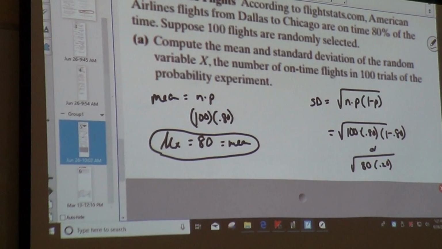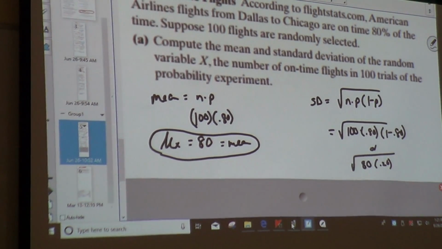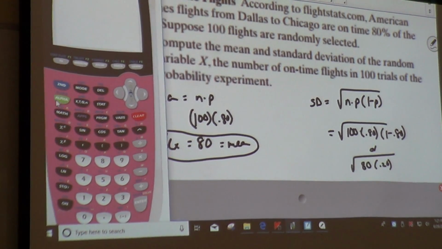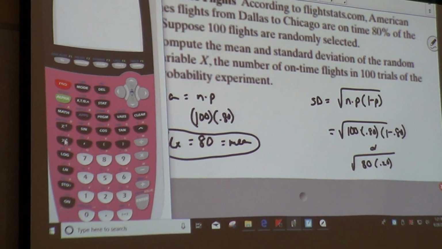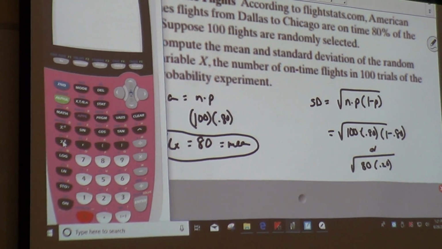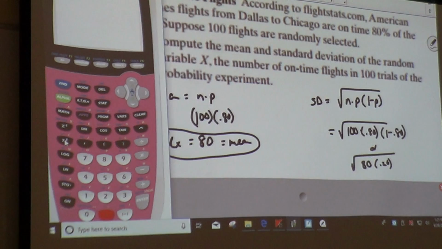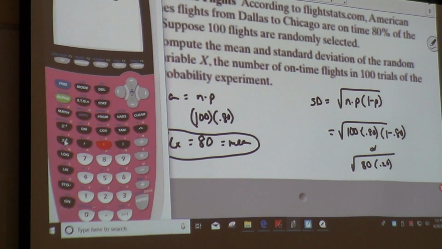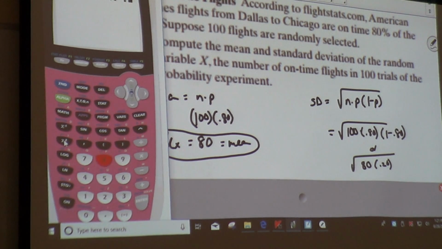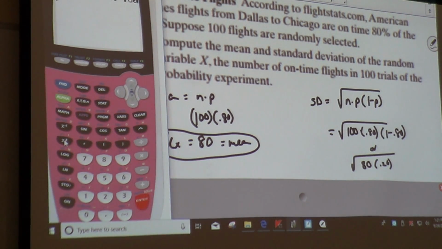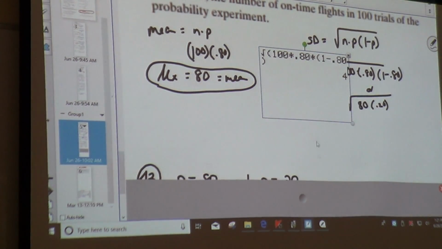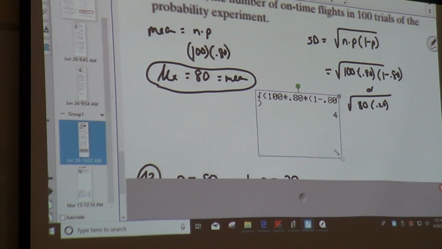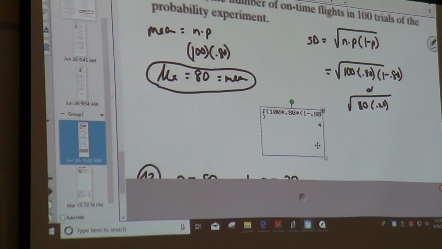And if I go to my calculator and do either one, it doesn't matter. I'm going to do the square root of 100 times 0.80 times parentheses 1 minus 0.80. Is that what y'all got? Yeah. And that's what I got too. That's going to be my standard deviation.